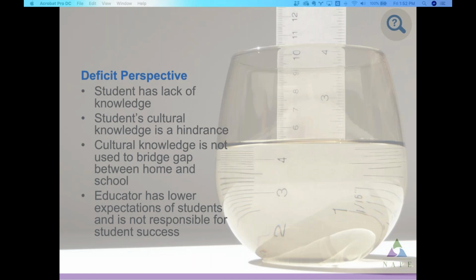And finally, this affects our expectations. This comes back to one of those first bullet points that we talked about. It affects our expectations of students, and really relinquishes our responsibility for their student success. It looks at what the student is bringing to the classroom as a deficit and says, this is not my problem. They don't do this, they don't do that. And that is coming from a deficit perspective.